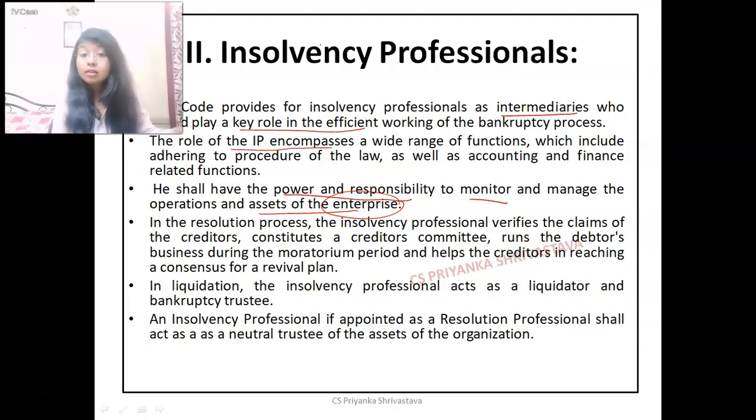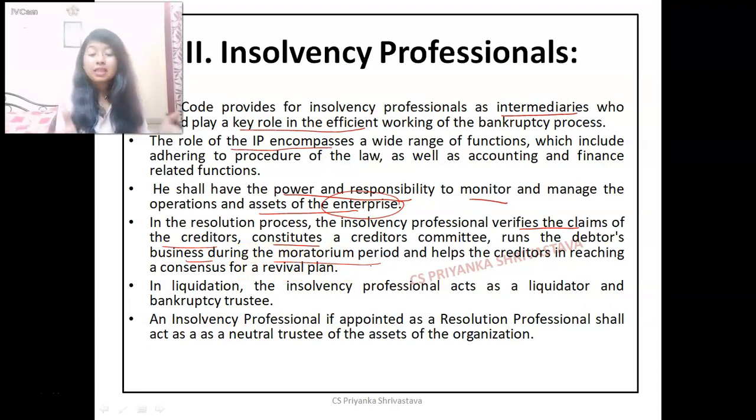So in that organization, he will monitor the operations and assets of that organization, and will manage the operations and assets in such a way that we want to revive such a company. In this resolution process, he verifies the claims of creditors. He will check who all the creditors of the company are, to whom payment needs to be made. So he will verify whether their claims are genuine or not, and will constitute a creditor committee and run the business of that insolvent person, that is the debtor's business, during the moratorium period.